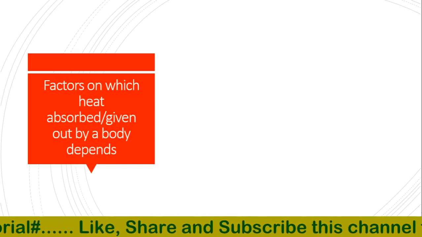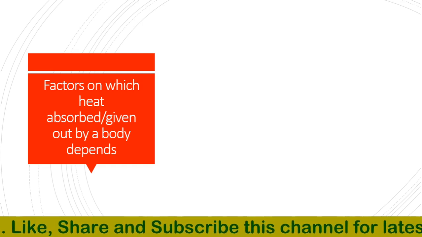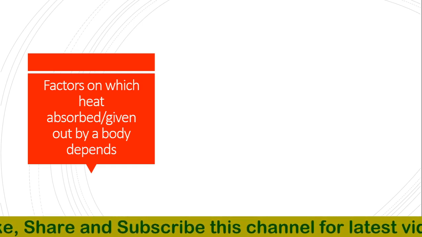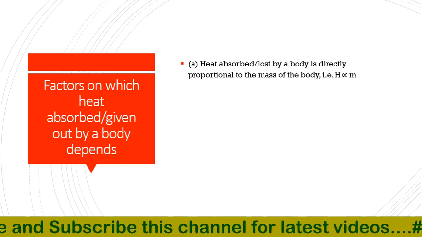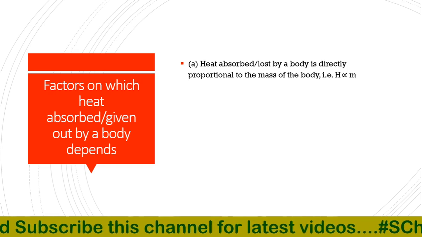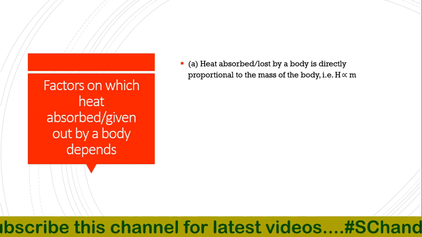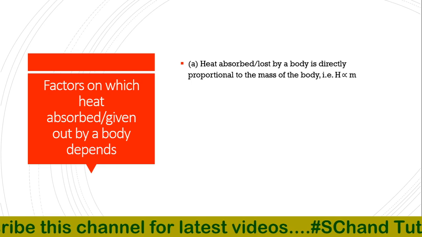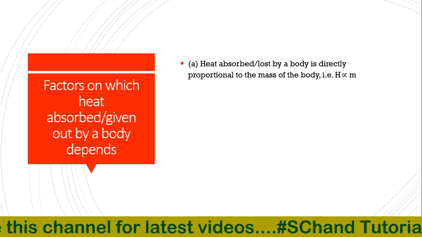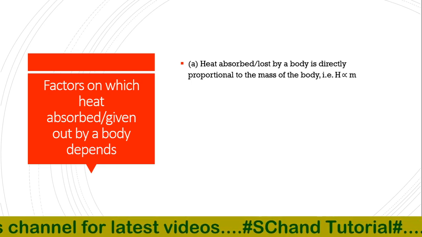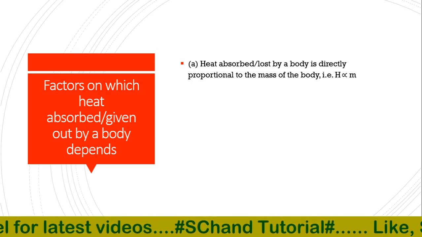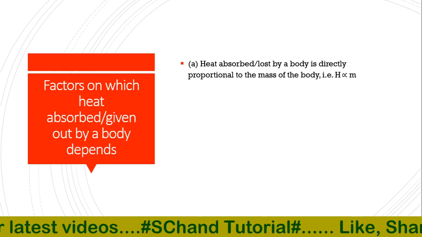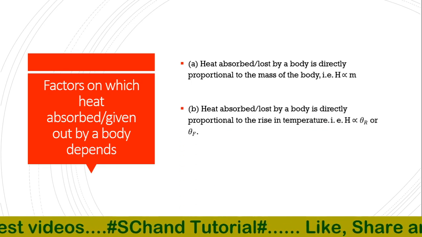Now the factors on which the heat absorbed or heat given out by a body depends. Heat absorbed or lost by the body is directly proportional to the mass of the body, that is H is directly proportional to m. Directly proportional to the mass of the body means the more the mass, the more the heat absorbed or heat lost.